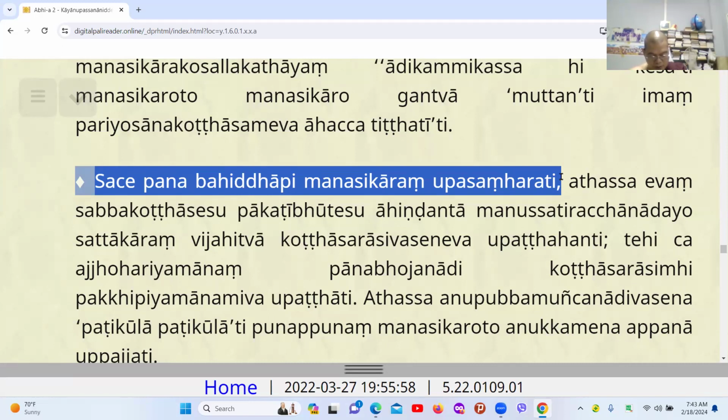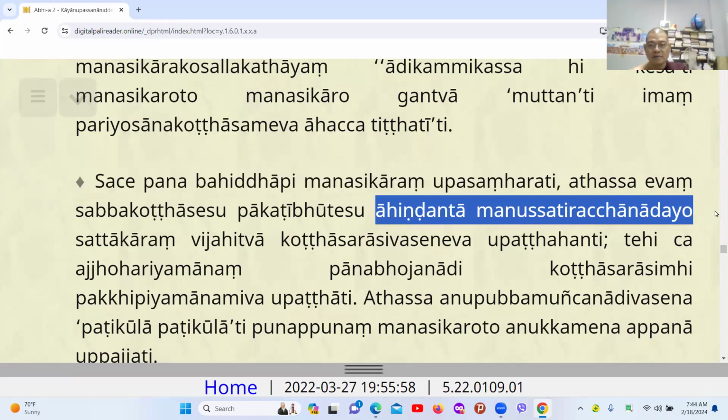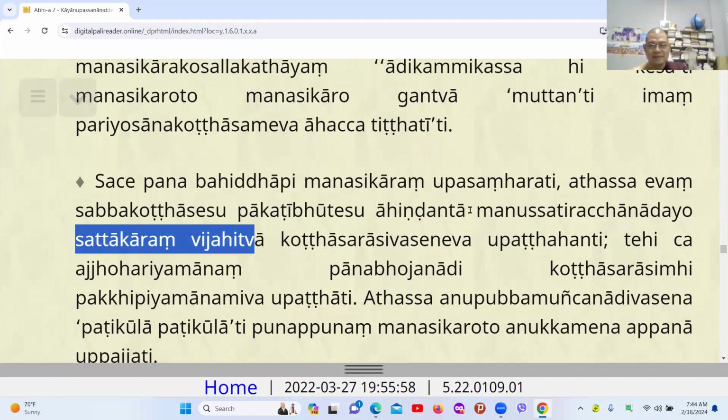So Atha sa, we want to observe, we want to contemplate the parts of the body of others. Asa to the yogi. Sabakota sesu, among all the kotasa, pagati butesu. We make all kotasa clear to the mind. Ahinda domanosa Tarichana Deo. So he is already here, going around, travelling. Manosa Tarichana Deo. The other beings travelling, going around. Sattakara Visayjoa. Sattakara, the form of the beings, he is abandoning. That means abandoning Sattakara, Manosa.